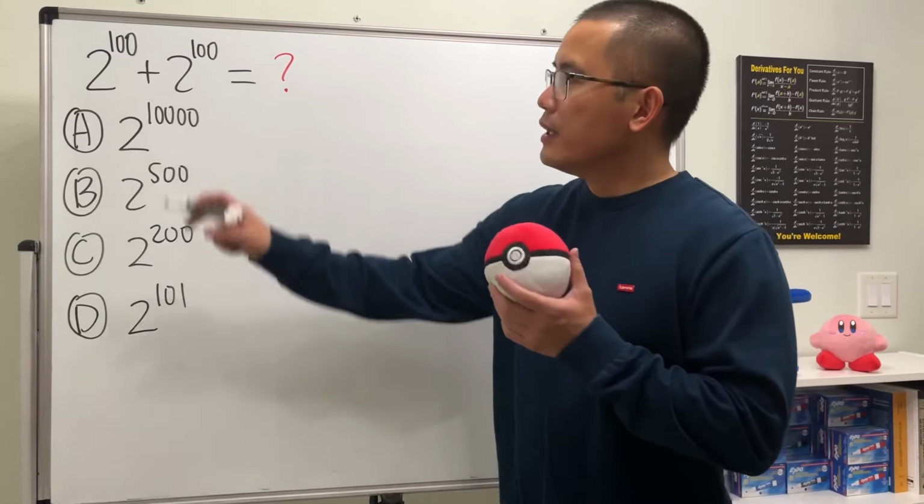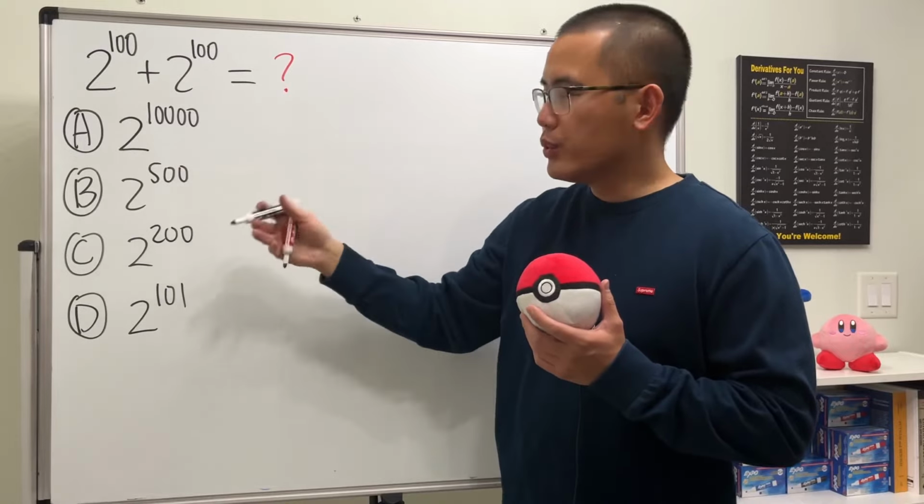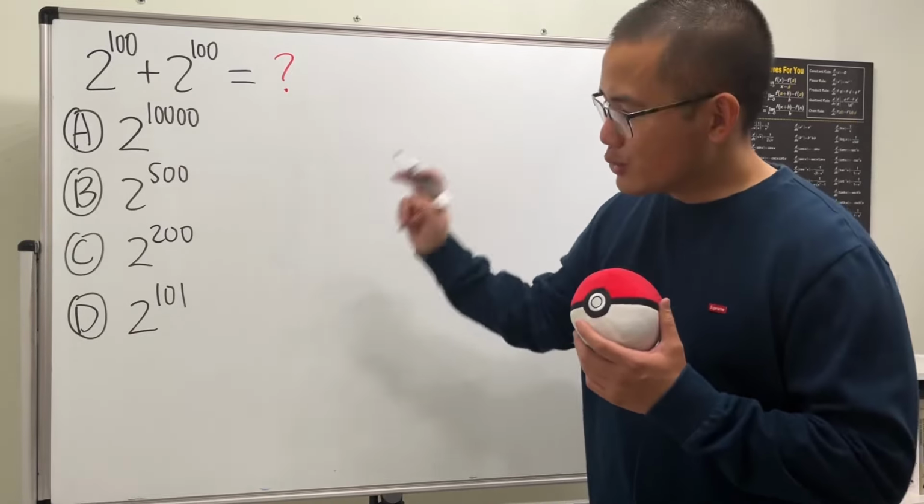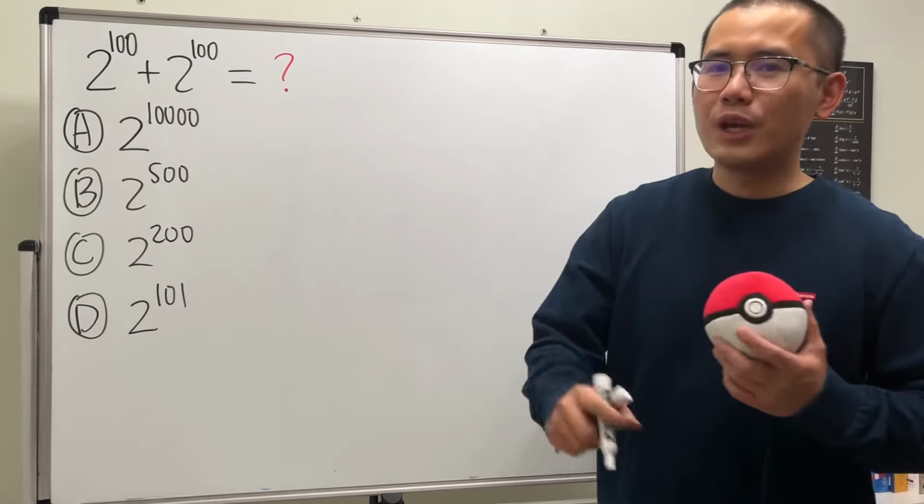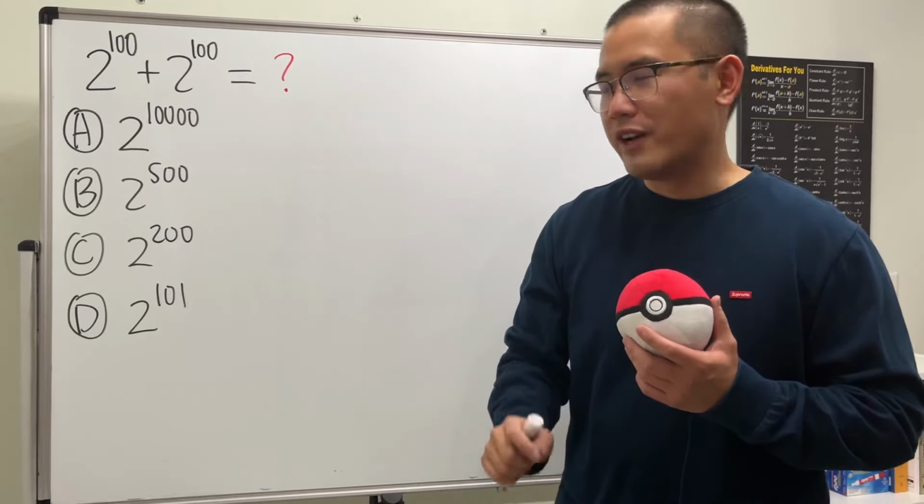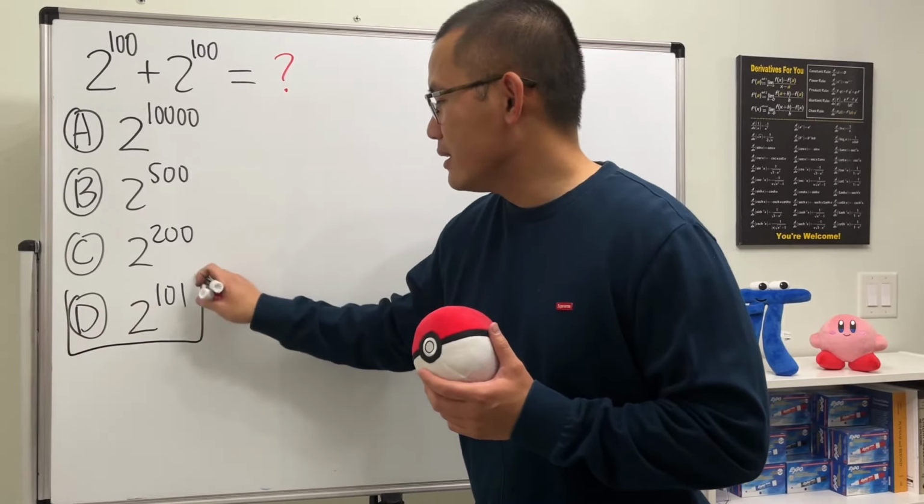So here we have 2 to the 100th power plus 2 to the 100th power. This right here is equal to which one of these? You know the deal, please pause the video and try this first. Done? Okay, let me just tell you guys. Be really careful with the rule of exponents. It's not 200 in this case. The answer is actually D.